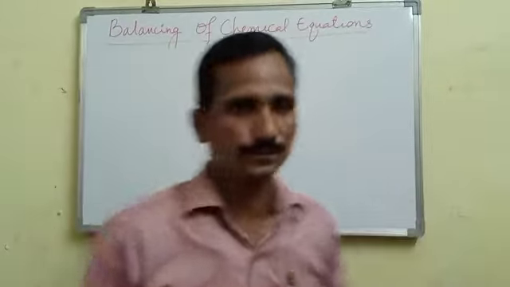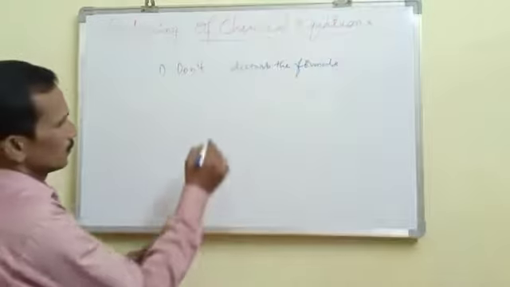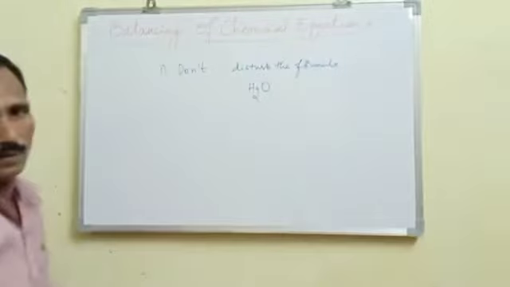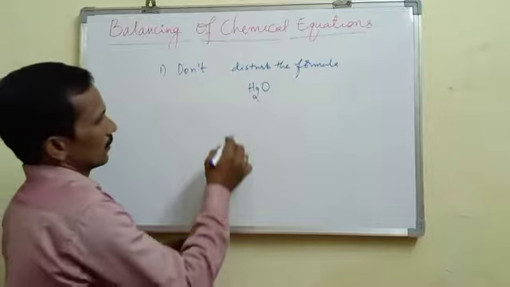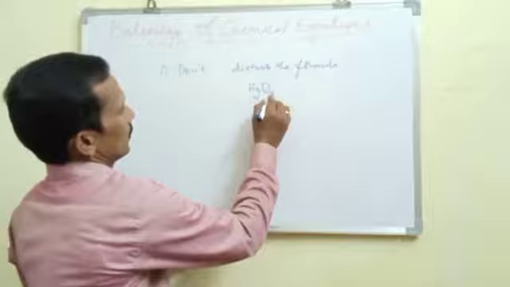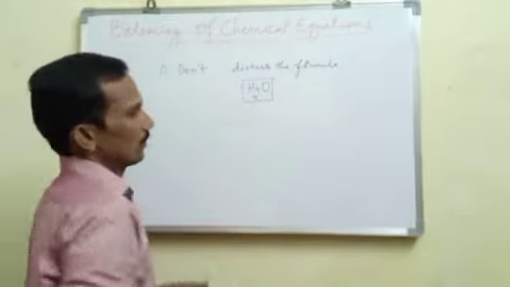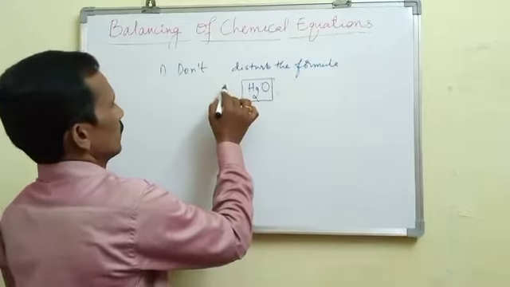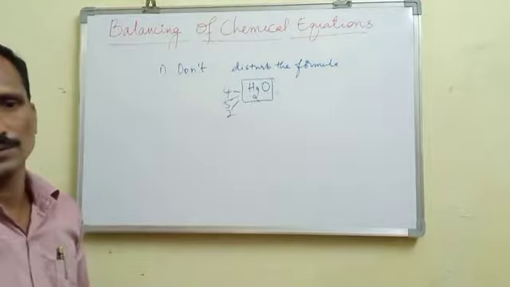Follow these points. Don't disturb the formula. Suppose H2O is there. This is the formula for water. To balance the equations, don't put 2, 3 or the like here. Don't disturb this formula. We balance the equations by multiplying with coefficients, like 4, 5, 2. Just multiply with the numbers.